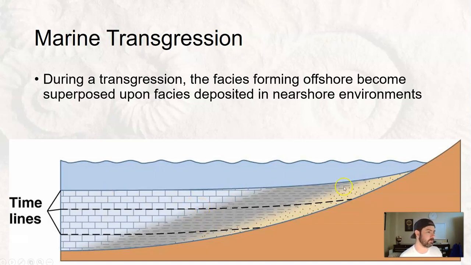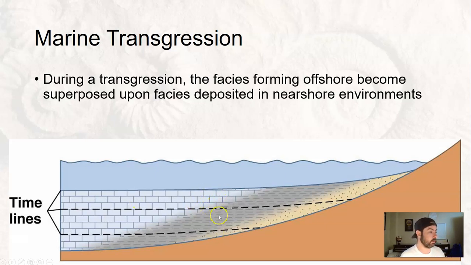Closer to the shore, you have sand being deposited, which eventually turns to sandstone. You have silt being deposited, which eventually turns to mudstone, siltstone, or shale. And then you have calcium carbonate being deposited, which eventually turns into limestone. But during a transgression, as the sea level is rising, the facies forming offshore, limestone, become superposed upon facies deposited in nearshore environments, so sandstone. So the stuff from further out is now vertically above the stuff that was closer in.